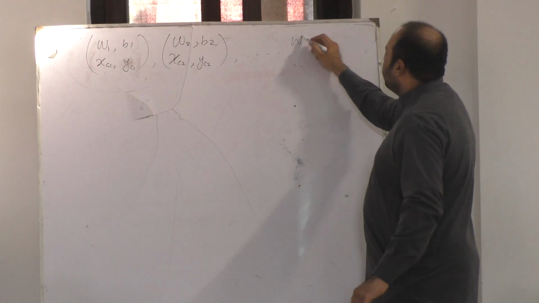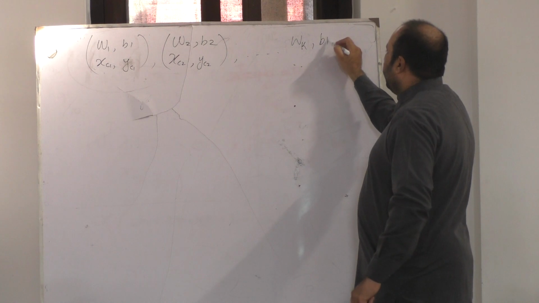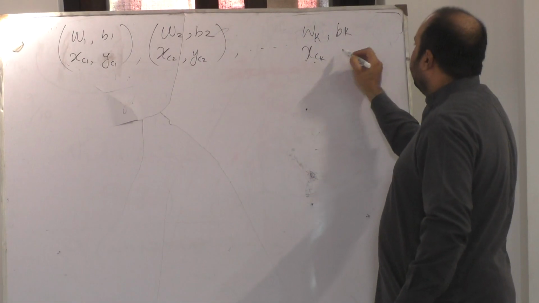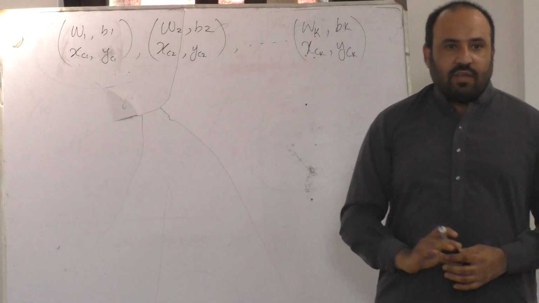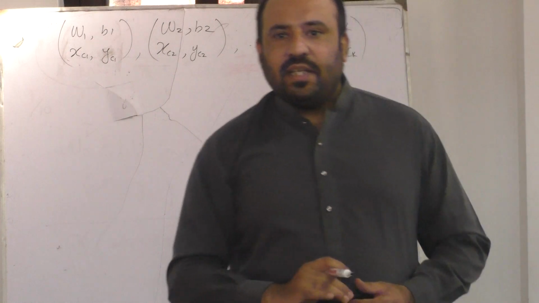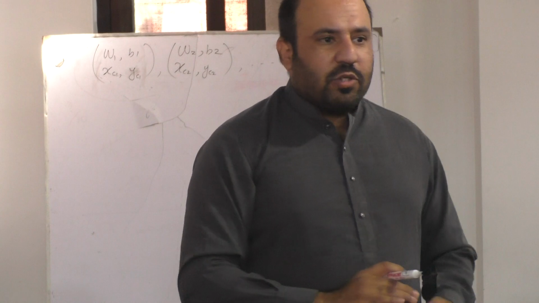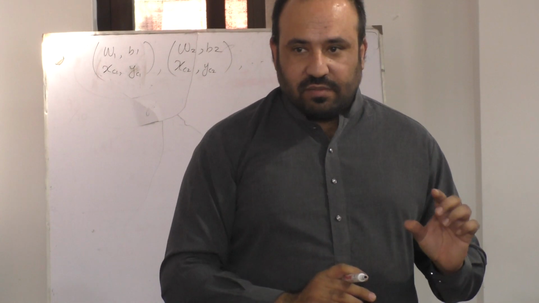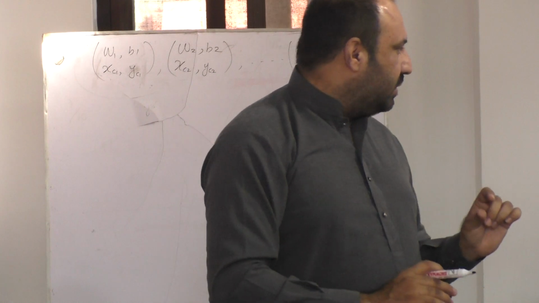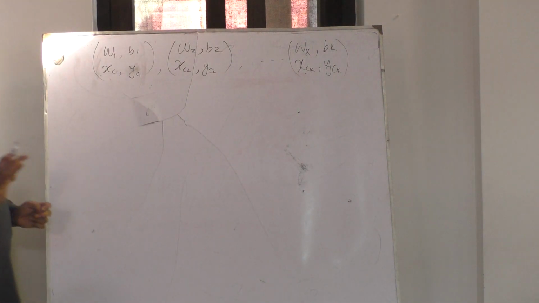We have several of these. Let's say A, BK, then we have X, CK, Y, CK. We have several planes. For each plane, we have a closest point to it. You have to pick one. Which one will you pick? Remember the one that has maximum margin, and margin is defined by the closest point. What we can do is the following.